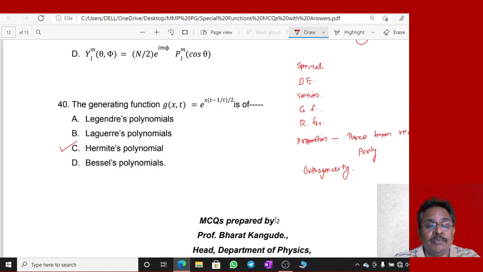This is for the mathematical methods of physics for the coming examination of Savitribai Phule Pune University. I hope you'll find all these questions interesting, simple, easy to understand and conceptual based. That will help you in this particular exam.